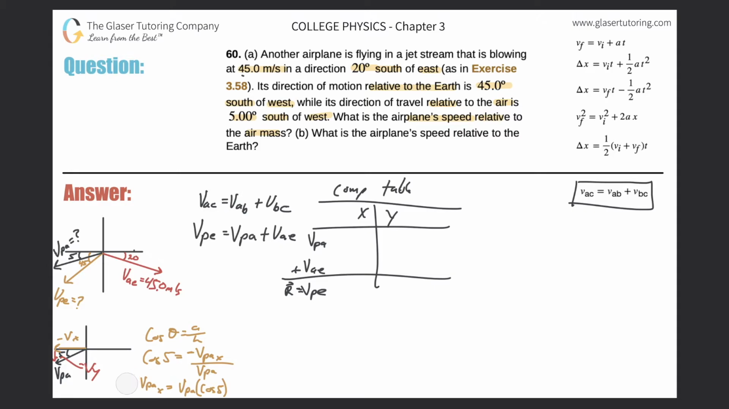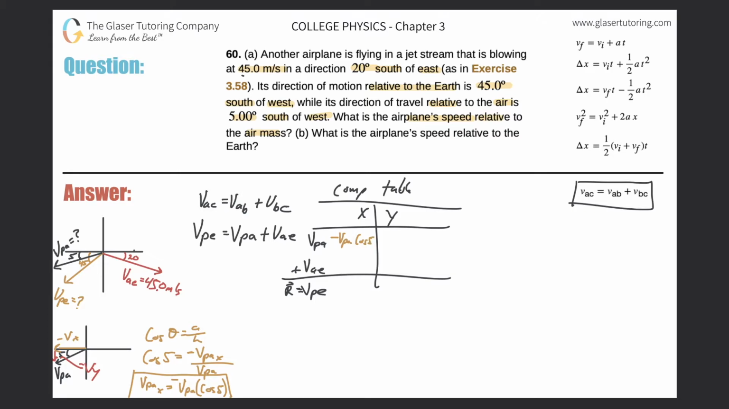All right, so let me just erase it there. Let me get a little smaller one. There we go. And just plop that sign on the other side. Okay, so this we're going to plug in for the X component of the velocity of the plane relative to the air. So this is negative VPA cosine of 5.